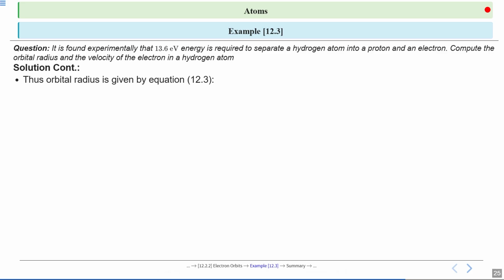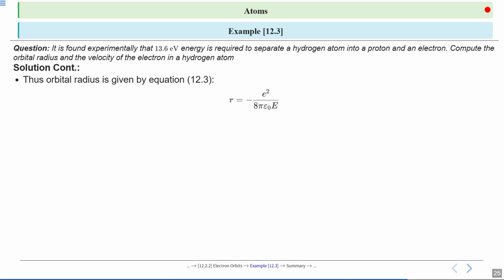So let's start by focusing on the orbital radius. The orbital radius is given by equation 12.3. This equation relates the radius of the electron's orbit to the energy required to remove the electron from the atom. Okay, so here is the formula for the orbital radius: r equal to minus e square upon 8 pi epsilon naught E. So after rearranging, according to equation 12.3, the orbital radius of the electron is r equal to minus e square upon 8 pi epsilon naught E.